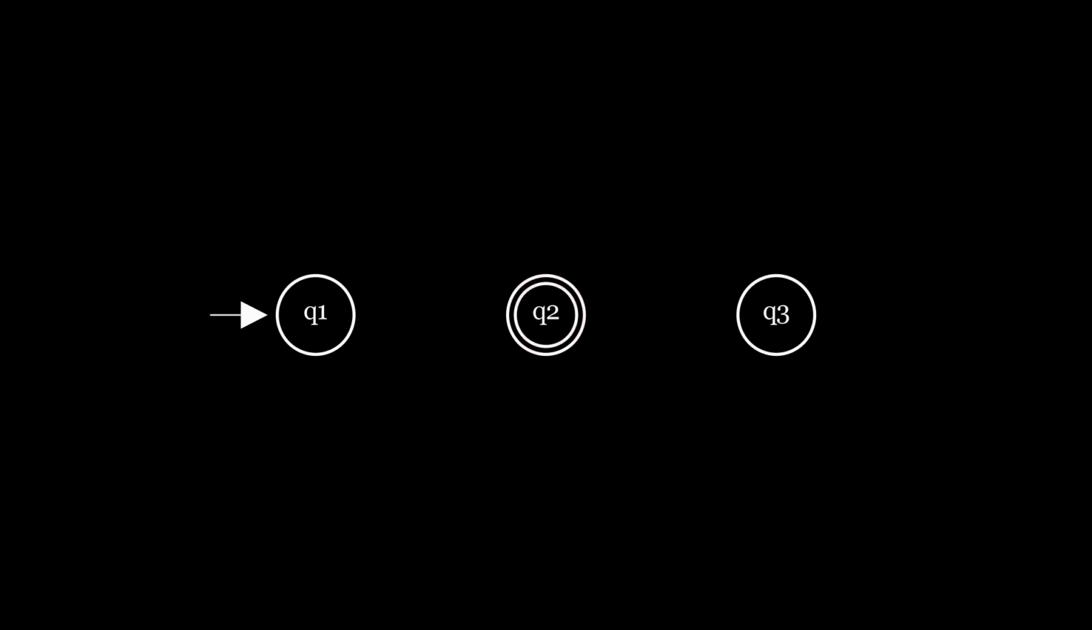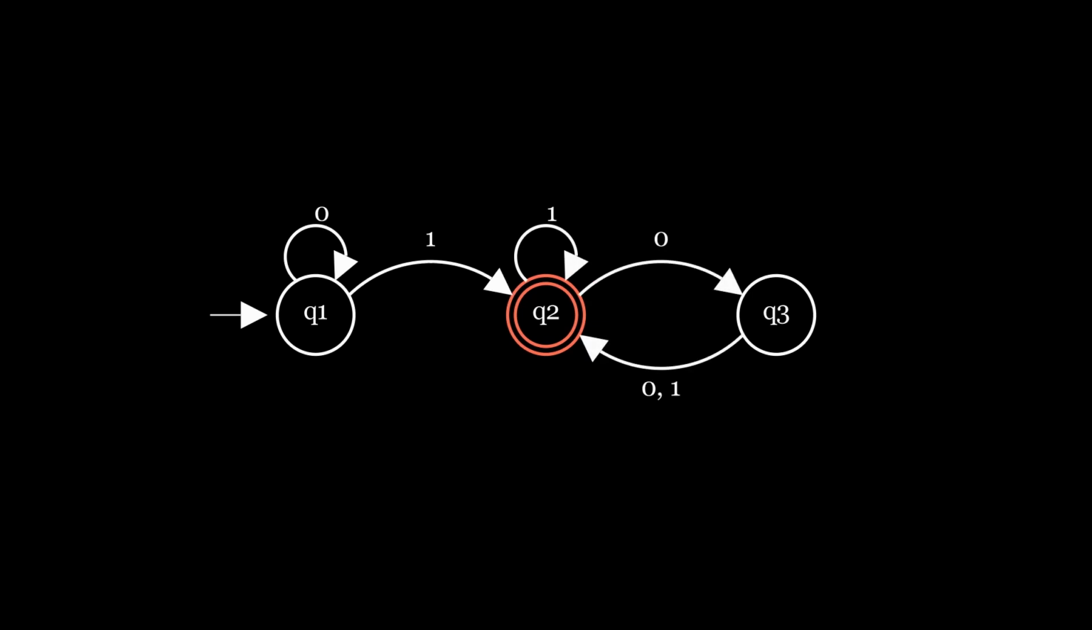The state with two circles is called the accept state, and this is where our machine can consider a computation as complete and an input as valid. Arrows from one state to another are called transitions, and the inputs marked above them are what trigger the state change. We can feed this machine strings of zeros and ones, and it will read them left to right.